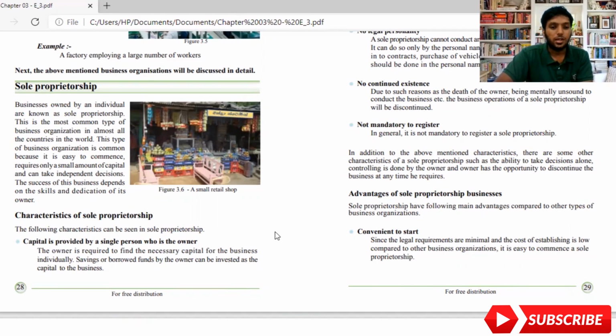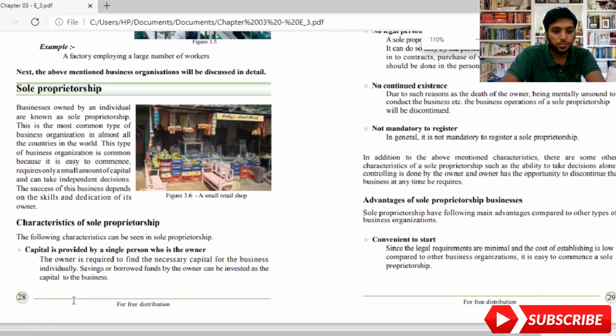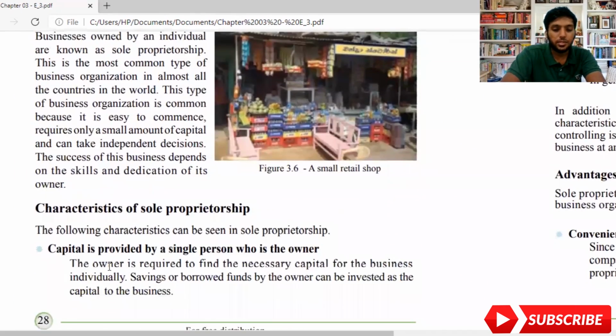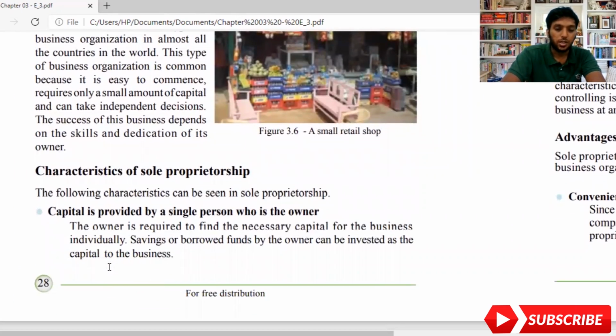Let's start with the first characteristic given here, and let me zoom this for you. They're saying that capital is provided by a single person who is the owner. So when an individual is going to start a business, he might have some capital in his hand. He's going to start the business with the money he has in his hand. So that's the first characteristic of sole proprietorship.